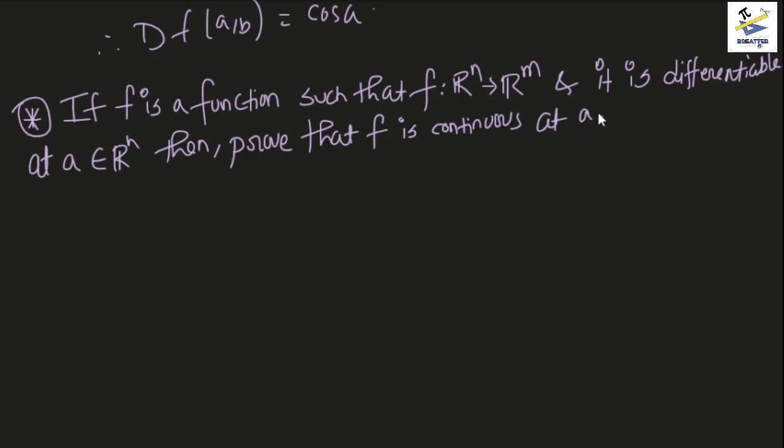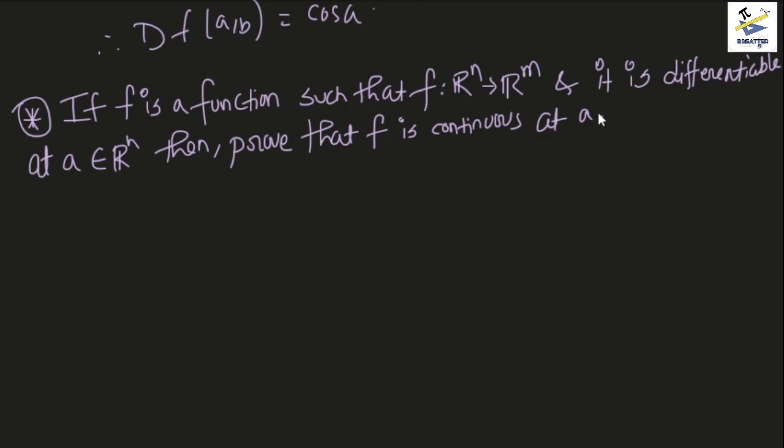So we are required to prove that if f is a function from R^n to R^m, and it is differentiable at a belonging to R^n, then it is also continuous at a.